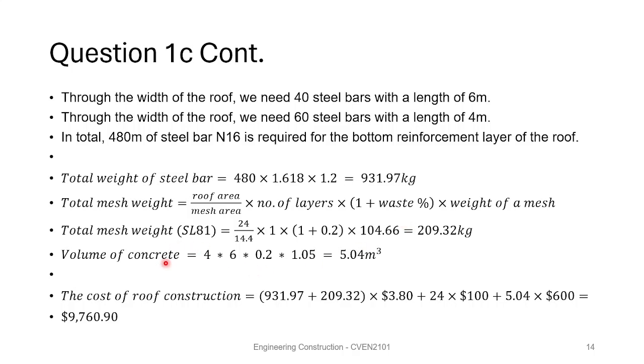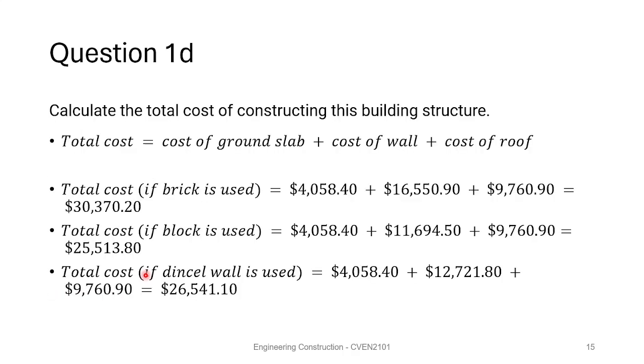In terms of the volume of concrete, you just need to calculate essentially length times width times the depth, multiplied by that additional 5%, and that will give you 5.04 cubic meters. Then you can just calculate all the associated costs. So if you want to calculate total cost again, we'll just need to calculate the ground slab, the cost of the wall and the roof. But remember, in terms of the wall, we have different types of walls. So we have different options and we just need to calculate that over there.